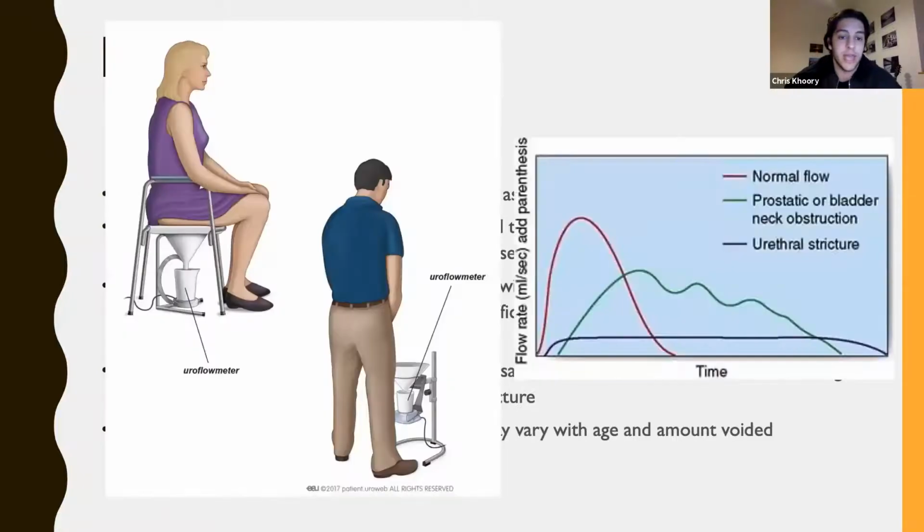So this is just showing you how it's done. So essentially just having a wee into what looks like a bucket, and then it can record the flow rate. So you can see the red curve there is normal, and the wave going up and down there is what it would look like if there was an obstruction. And then the purple line is a plateau, and that's classic of a urethral stricture.